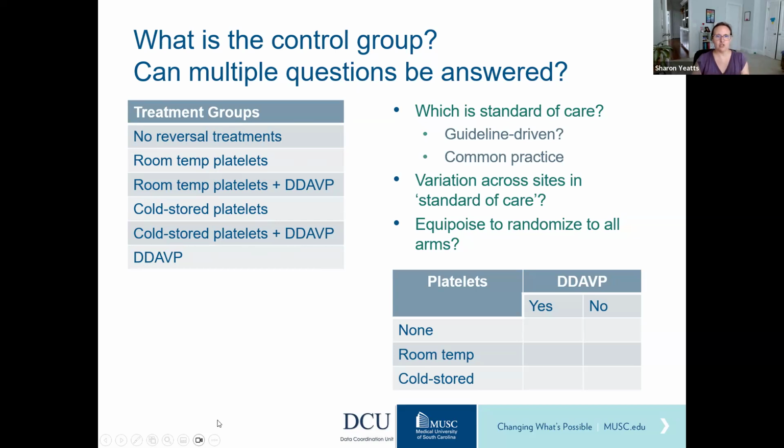reversal? Or are we trying to think about this in more of a factorial setting where what we really want to say is platelets better than no platelets, right? Because if that's the important question, then just trying to pick one of these arms and compare it to standard care is not going to get us there, right? So we really do want to think about what's the question that we're trying to answer. Can we answer multiple questions, and are we going about this in the right way?